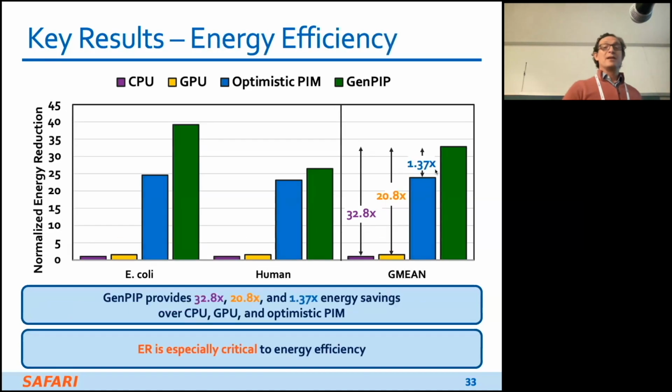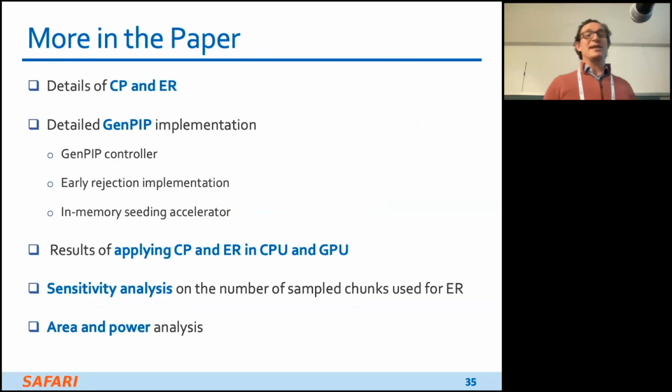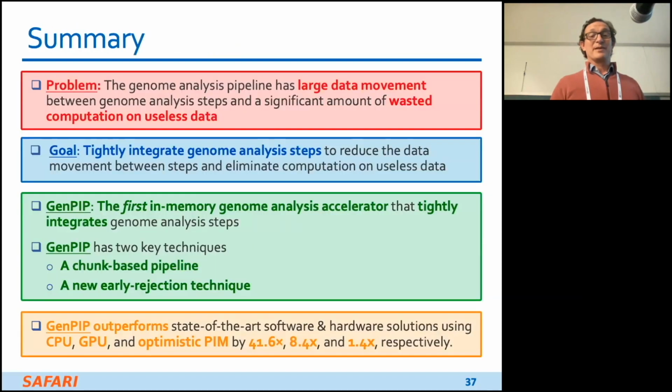If you look at energy, which is quite important also, we get significant energy savings as well. So you can see that it's 30x, 20x, and about 40% compared to the PIM. And in this case, early rejection is especially critical for energy efficiency because it gets rid of useless computation. Okay, there's a lot more in the paper. I invite you to take a look at it. I'd be happy to talk about this more, but I'll try to end early.